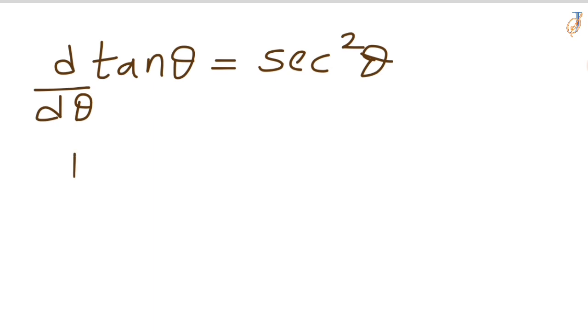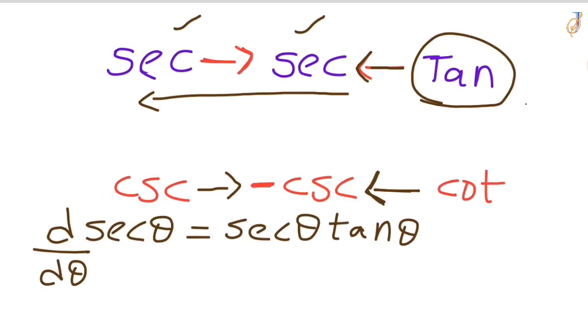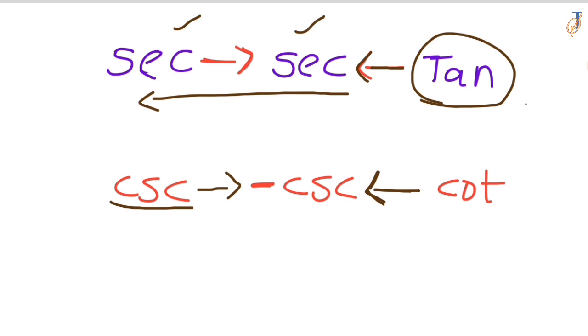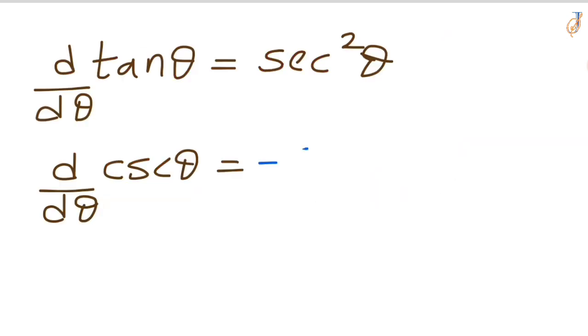Now let's take the derivative of cosecant theta. Where is cosecant theta? Here is cosecant theta. The arrow shows to the right hand side, so you have to go through the right hand side. That means you have to take minus cosecant theta times cot theta. Minus cosecant theta times cot theta.